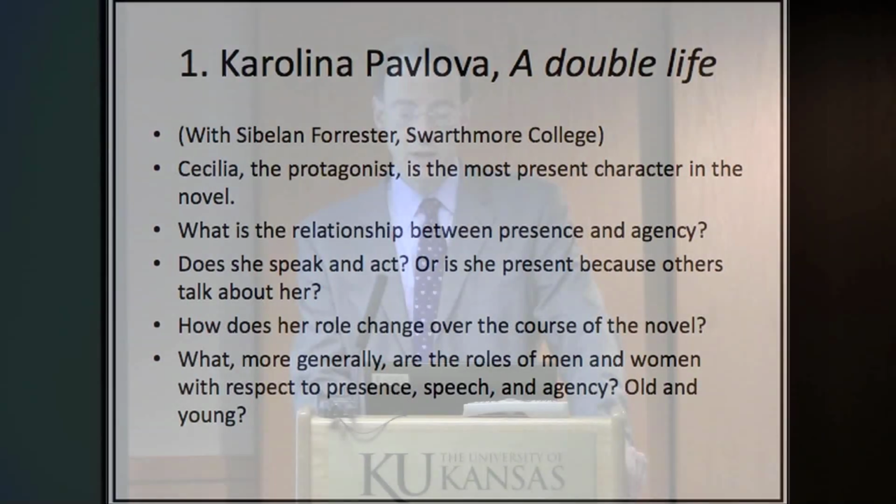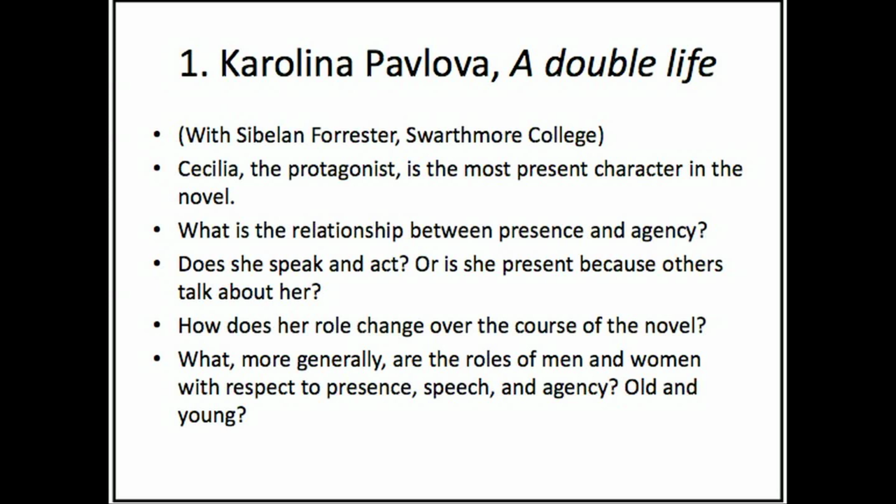The first project I want to talk about is some work that I've been doing with a colleague, Sybil Forrester at Swarthmore College, on a mid-19th century Russian salon novel by Karolina Pavlova called A Double Life. In A Double Life, Cecilia, the protagonist, is the most present character in the novel. She's all over every chapter, but as one might imagine in a mid-19th century salon novel, she frets and she wonders whether she should marry the sort of rich older man who will take care of her, or the younger man who she kind of sort of loves.